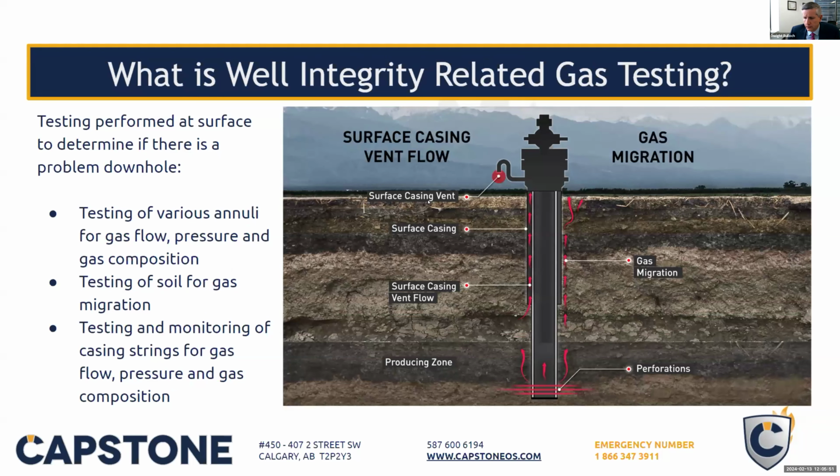So what is well integrity related gas testing? In its most simple terms, I would say it's testing that's performed at surface to determine if there's a problem downhole. We like this graphic. It's a very simplified graphic for most American wells in that you don't find an intermediate casing string. But what you will see is the little red arrows pointing to the 2 most common gas flow paths that we deal with. One being the surface casing vent flow, or sustained casing pressure that you'll find on intermediate strings, and a lot of the issues we're starting to assist clients with down south. The other one being gas migration.